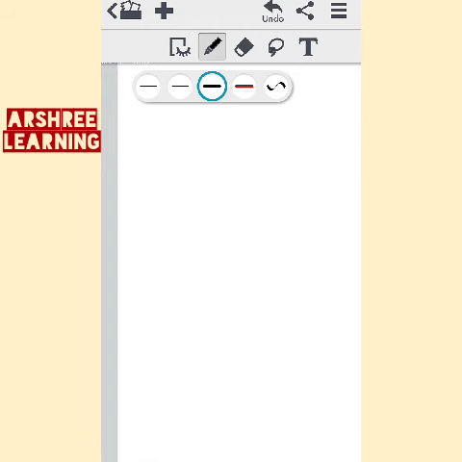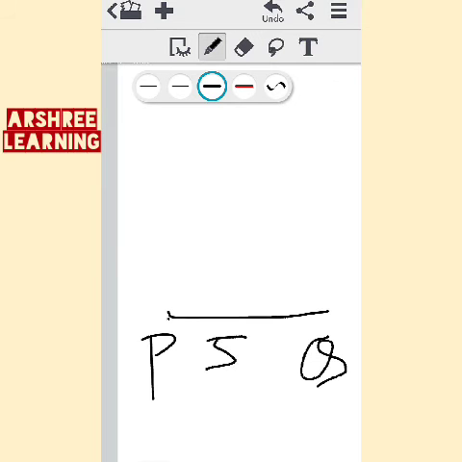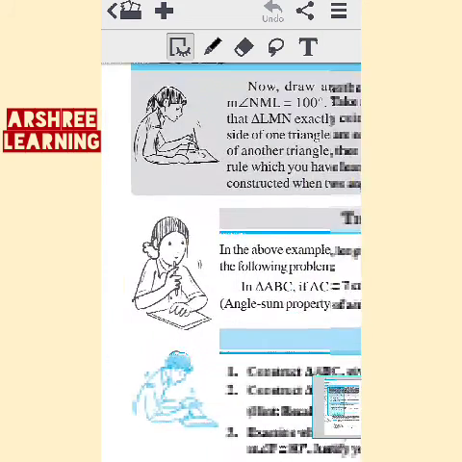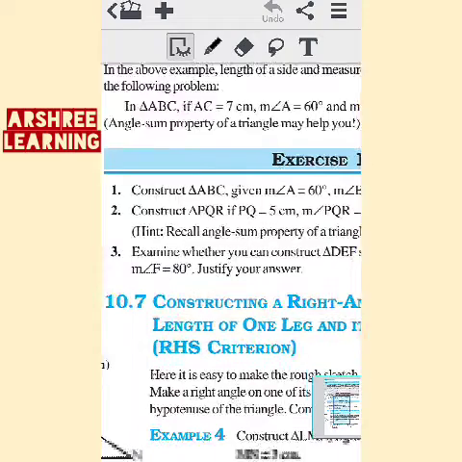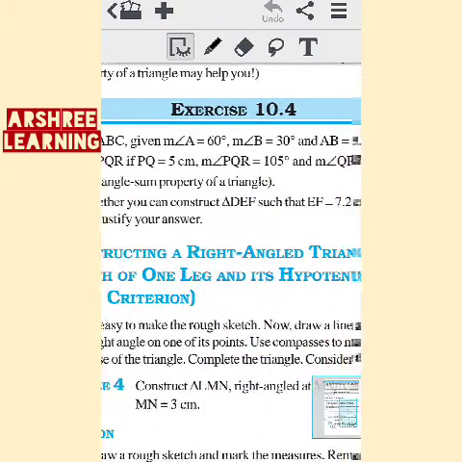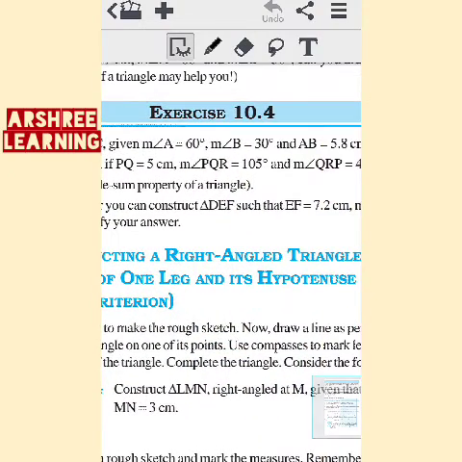So when you make it, you will make PQ is equal to 5. If you make PQ is equal to 5, after that it is given, construct triangle PQR where PQ is equal to 5, angle PQR is 105 and QRP is equal to 40.